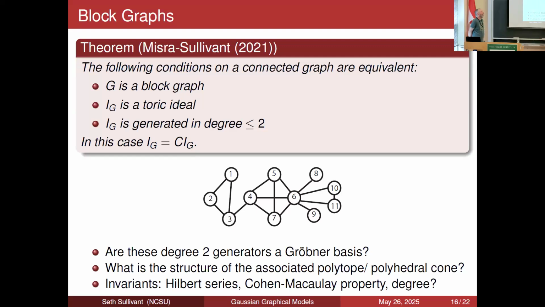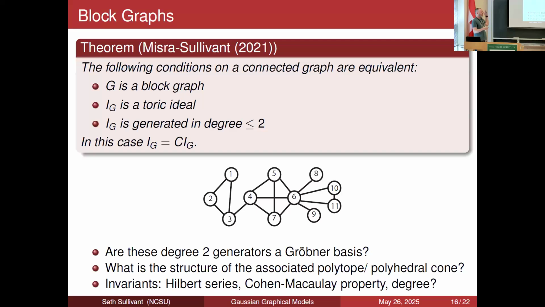And again, the proof was hard, but maybe not as hard as the previous theorems. But there's just a lot of combinatorics to go through with proving that these binomials actually generate the ideal. But we weren't able to show, and it seems like it should be an easy thing to do, but we just weren't able to do it, that those degree 2 generators actually are a Gröbner basis for this ideal.